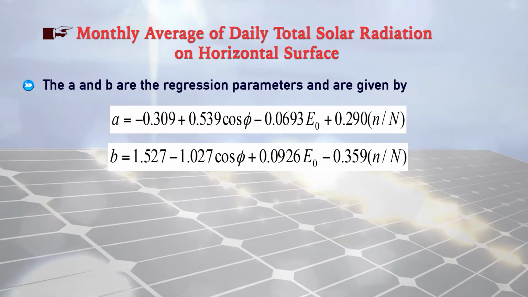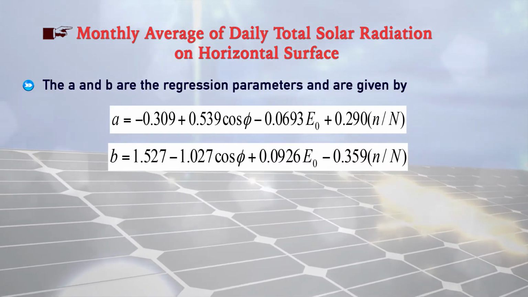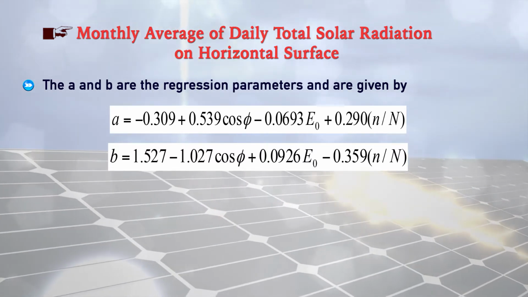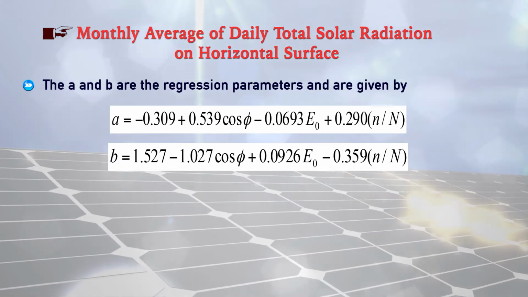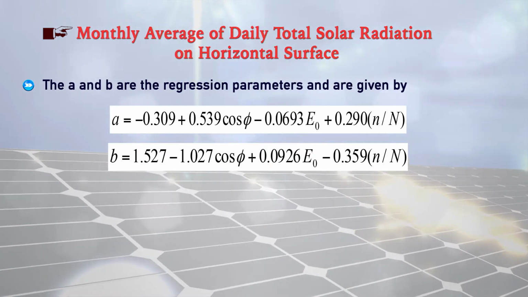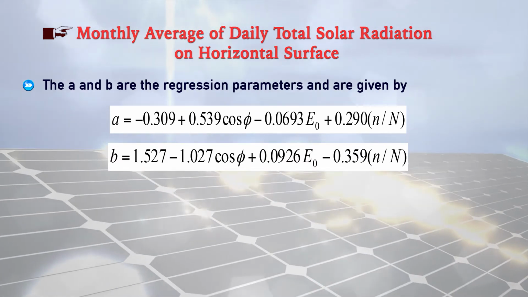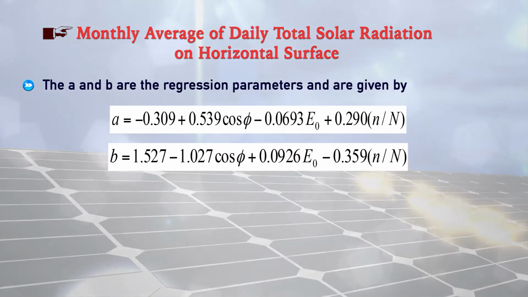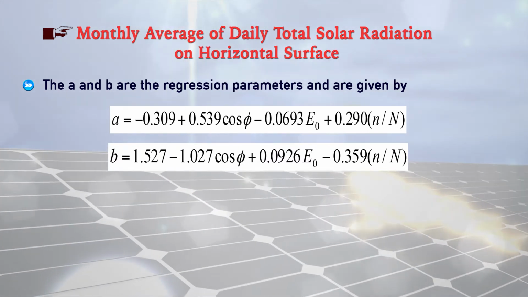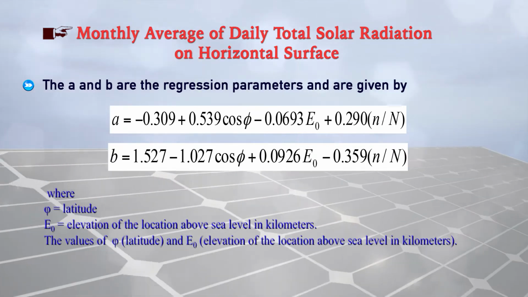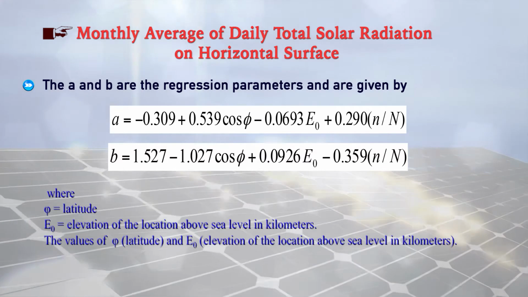The a and b are regression parameters and are given by a is equal to 0.309 plus 0.539 cos phi minus 0.0693 E naught plus 0.29 multiplied by small n upon capital N, and the value of b is equal to 1.527 minus 1.027 cos phi plus 0.0926 E naught minus 0.359 multiplied by small n upon capital N, where phi is the latitude, and E naught is the elevation of the location above sea level in kilometers.